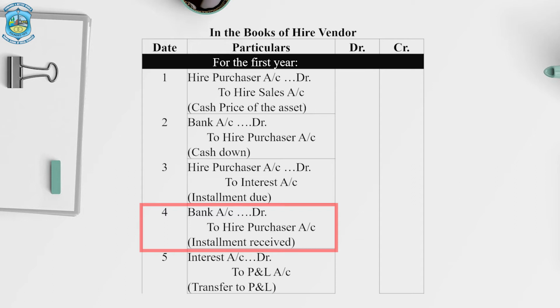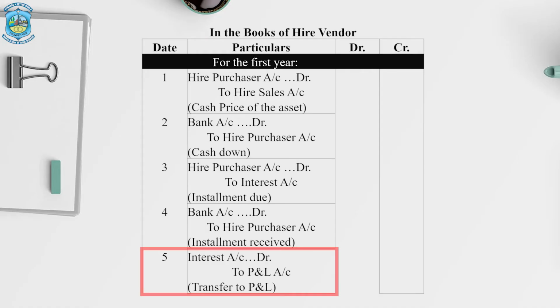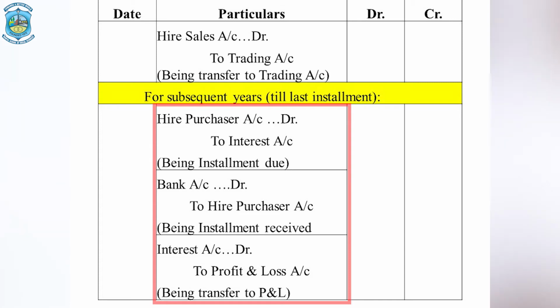Now, since the interest account has been opened in the books of vendor, which is an income, and all the nominal nature accounts are to be transferred to the profit and loss account. Yes, you're right. So, the next entry would be interest account debited to profit and loss account. Yes, profit and loss account will be credited with the amount of interest being an income for the vendor. Now onwards, with whatever amount of interest becoming due, receiving of installment amount, and the transfer of interest to the profit and loss account, that is, the three entries will be passed every subsequent year in the books of vendor.